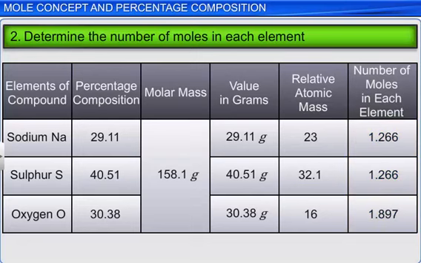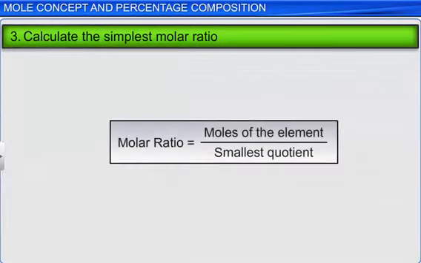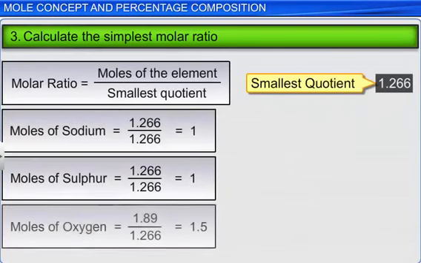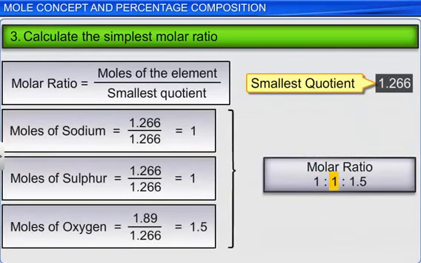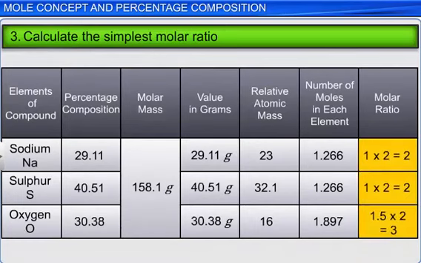Next, calculate the simplest molar ratio. Divide the moles of various elements present in the compound by the smallest quotient obtained as a result. This gives the simplest molar ratio as 1:1:1.5. If the ratios are not whole numbers, then multiply the number with a suitable integer to convert them into whole numbers. In this case, if we multiply all values by 2, we get all ratios as whole numbers. That is, 2:2:3.